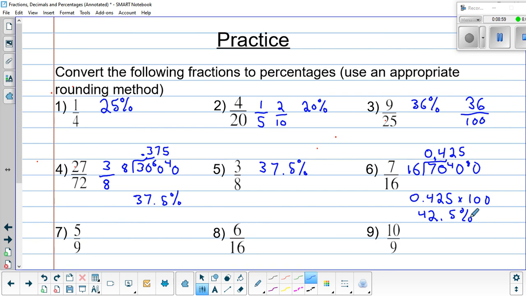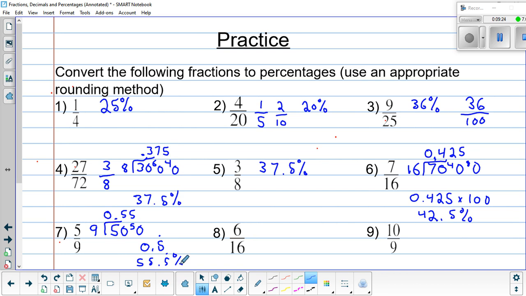Moving on to 5/9. So 5, how many times does 9 fit into 50? Well, it can go in 5 times. It will be 5 remainder. How many times does 9 fit into 50? Well, right away, it gets a recurring decimal. So that's kind of nice. So that means we have 55.5 recurring percent.